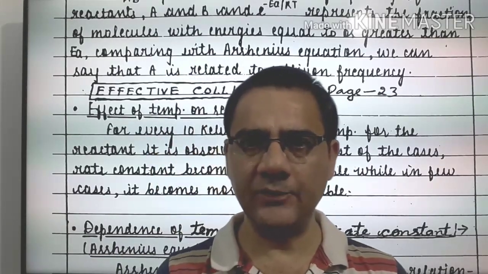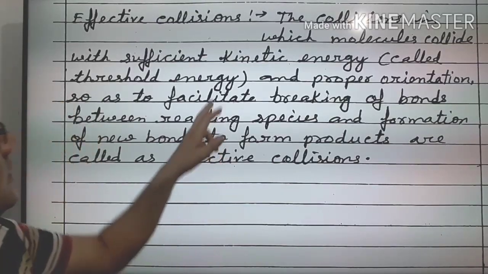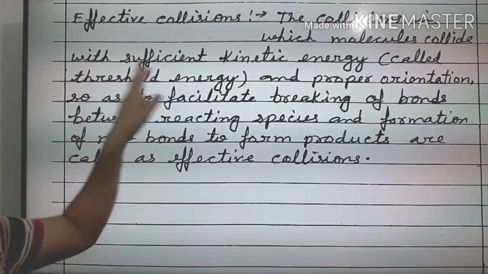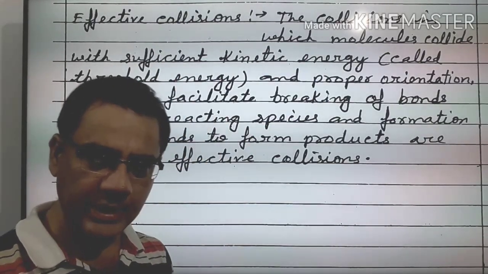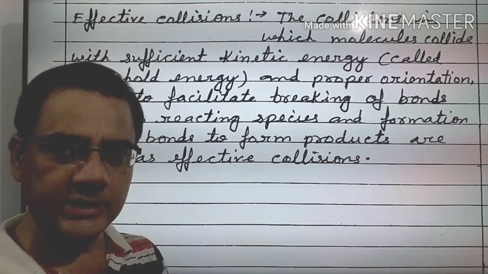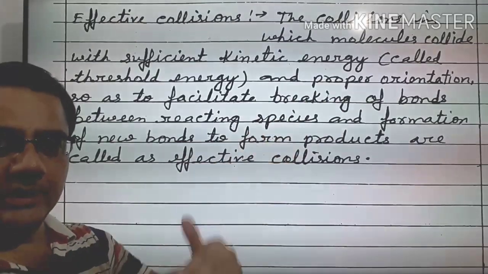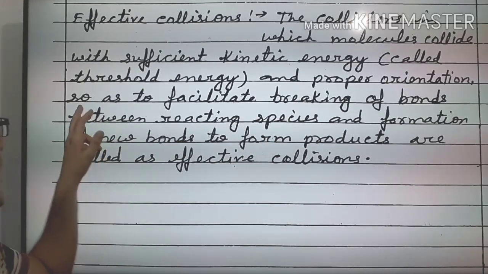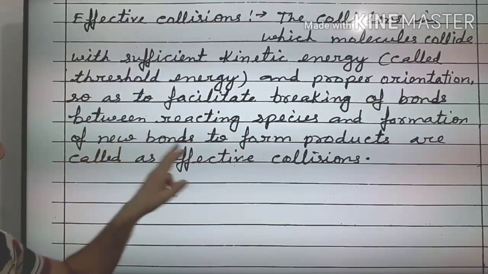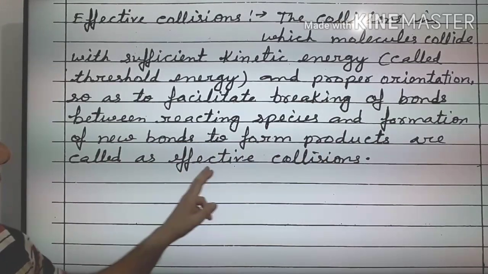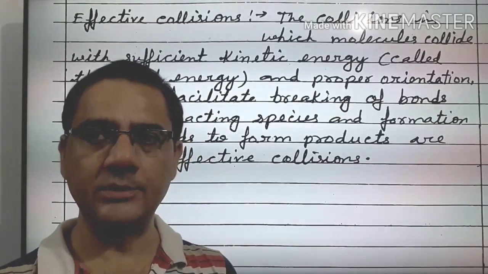Now we see the definition of the effective collisions. This is the definition of the effective collision. The collisions in which the molecules collide with sufficient kinetic energy called threshold energy. Threshold energy is that minimum amount of energy which is required for the reacting molecules to react. And proper orientation, जो molecules आपस में react करते हैं उनका orientation भी proper होना चाहिए, so as to facilitate breaking of bonds between the reacting species and formation of the new bonds to form the product, are called effective collisions. So this is the definition of the effective collision.